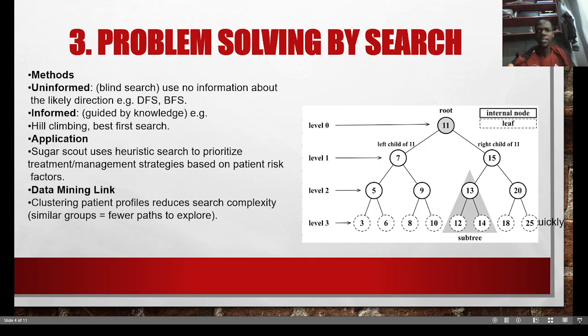Then the breadth first search goes level by level, so it will move from 11 to 7 to 15 to 5, 9, 13 until it arrives at that point there where 12 is. So that's what we call uninformed search. It uses no prior knowledge about the problem.